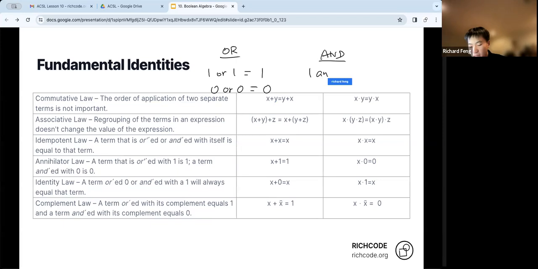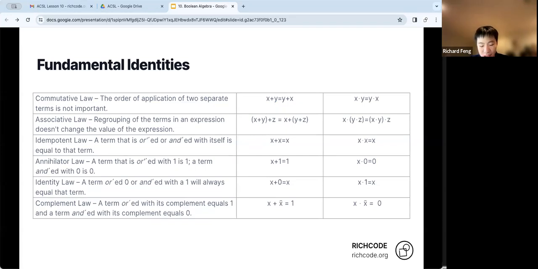So 1 and 1 is 1 because both of the terms are true. So 1 is true. And 0 and 0 is 0 because if we want AND to evaluate to 1, then both terms have to be 1. Yeah, so that is the idempotent law.